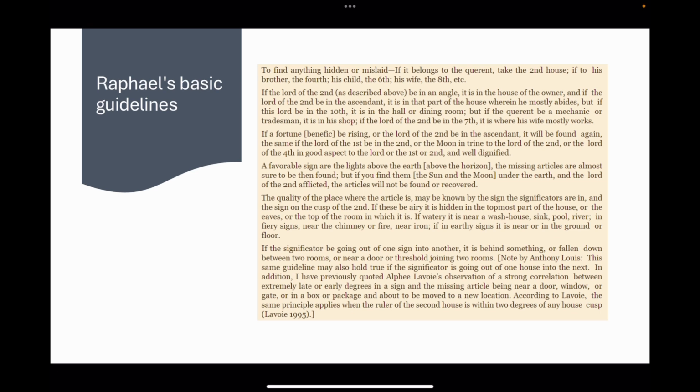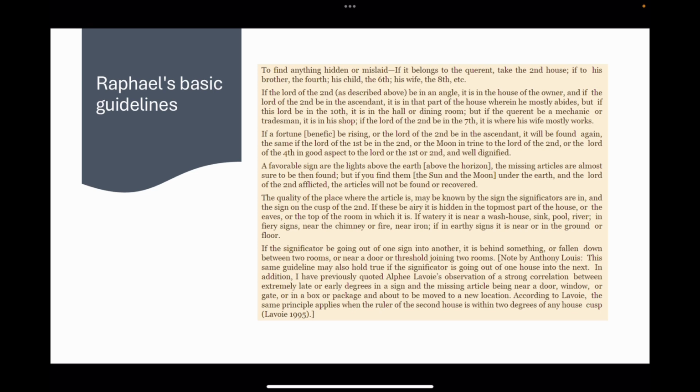Here are some more guidelines for missing objects. So if the object belongs to the querent, then you'll take the second house. If it belongs to the brother, you'll take the 4th house. And if it belongs to the child, the 6th, or the wife or the spouse, the 8th.